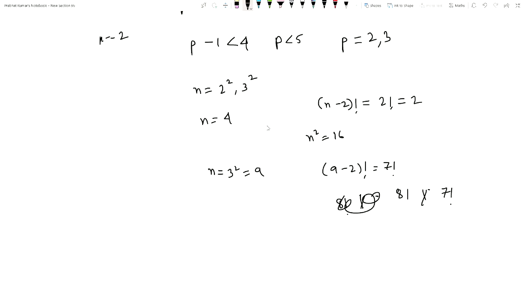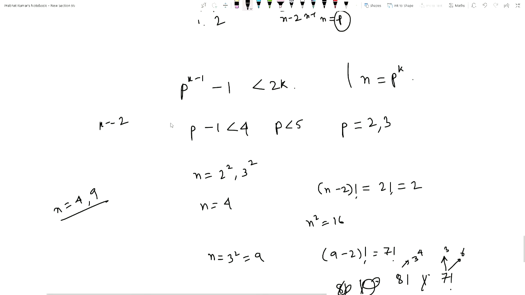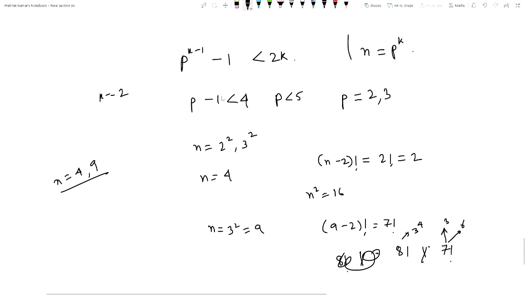It's easy to check, because 81 has 4 threes, right? In 7 factorial the 3 can come from 3 and from 6. So there are only two threes here, so it will not divide. So n is 4 and n is 9, these two are also solutions. So these solutions come if you assume k to be 2, right?